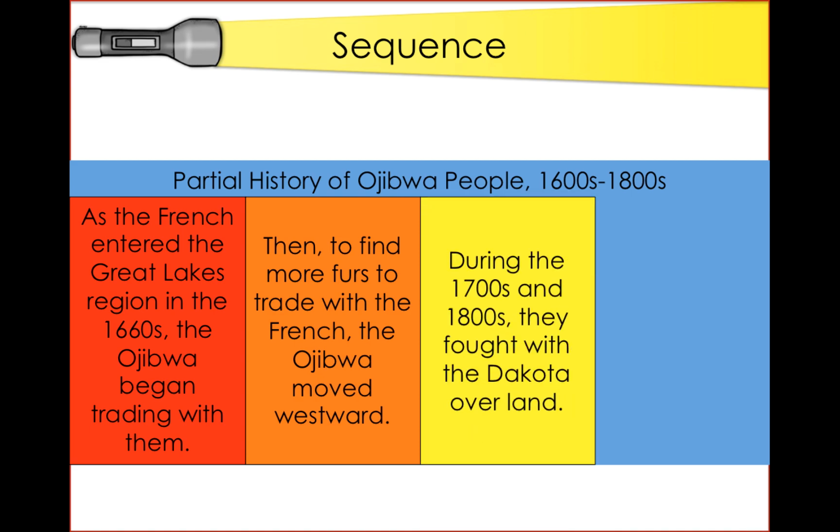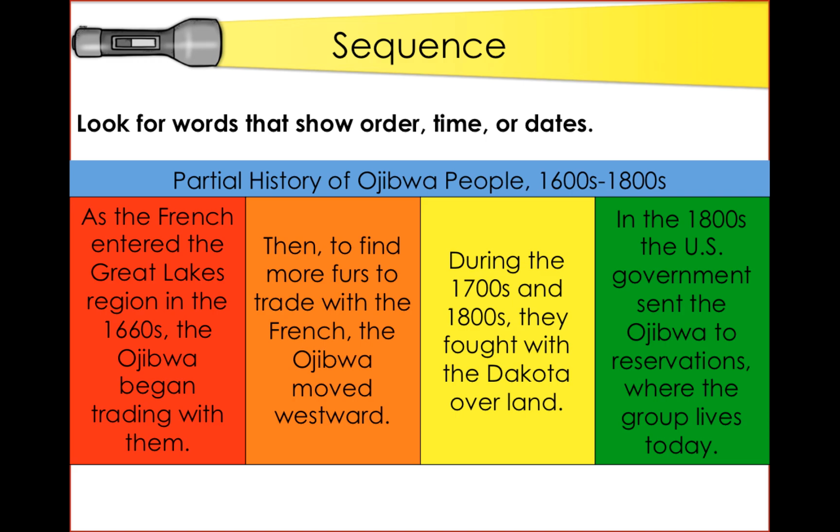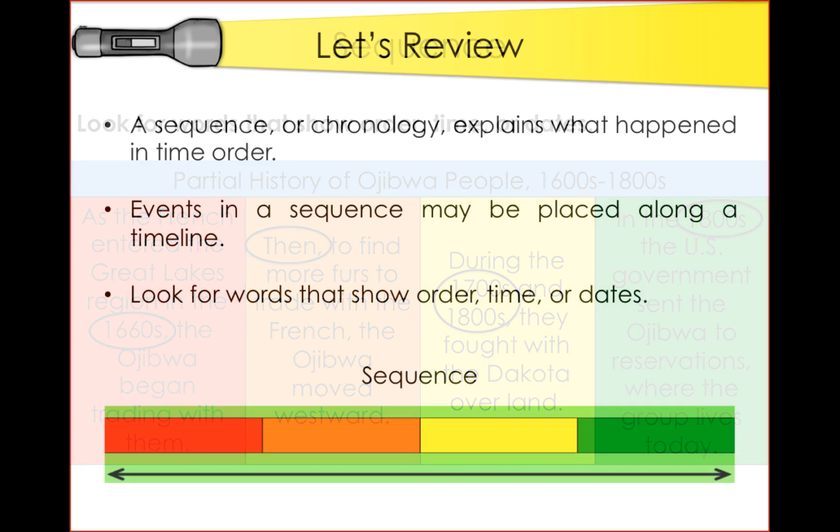During the 1700s and the 1800s, they fought with the Dakota overland. And last, in the 1800s, the U.S. government sent the Ojibwa to reservations where the group lives today. So that's the 1800s all the way through today. That shows you a time period. Okay, so look for those words that show the order, the time, or dates. So 1600s in that first box, then 1700s, 1800s, 1800s.